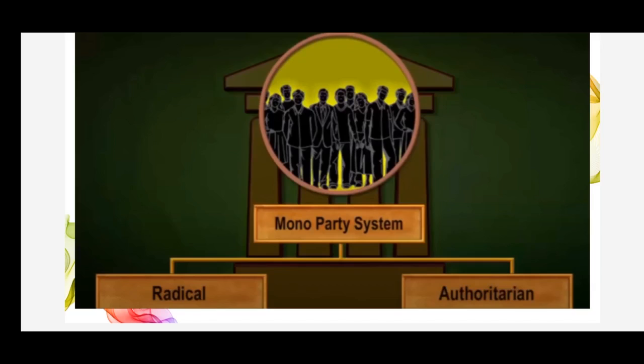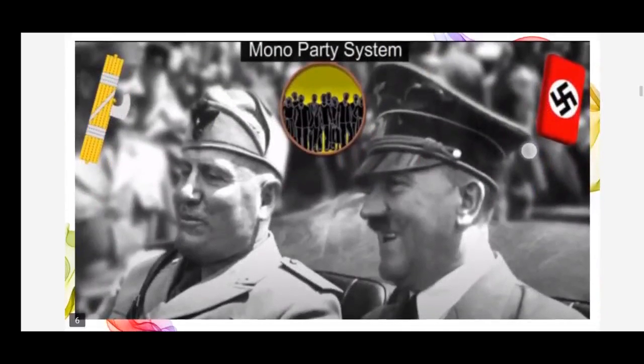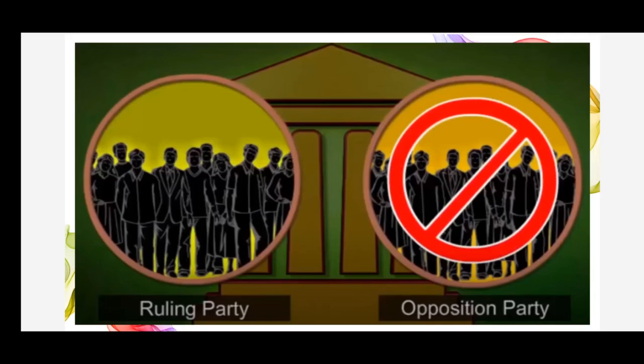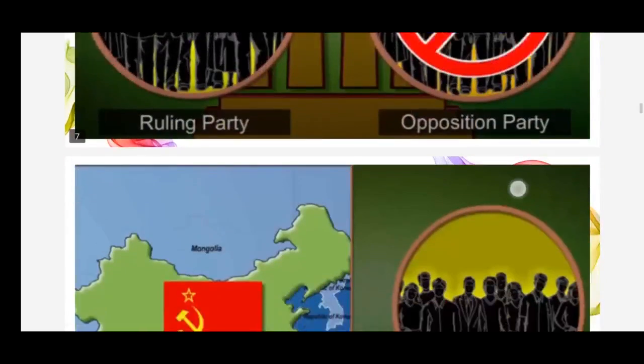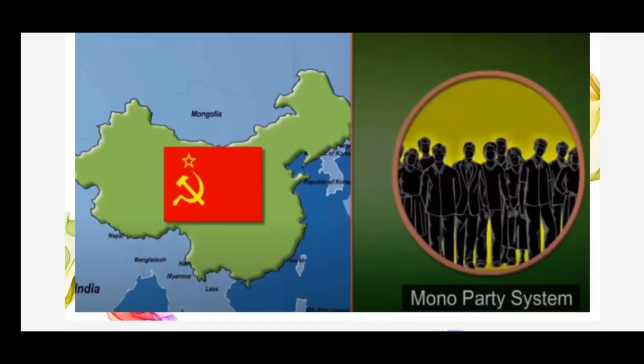An ideological one-party system is based on radical and authoritarian rule. It means something like dictatorship. For example, here you can see the fascist ideology of Italy under Mussolini and the Nazi ideology of Germany under Hitler. These are the two important leaders who followed an authoritarian, dictatorial form of government. So this comes under the mono-party system. In other words, there is no opposition party in this system. The Communist Party of China is an example of this mono-party system, children.